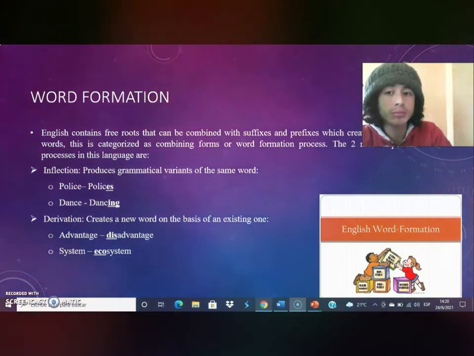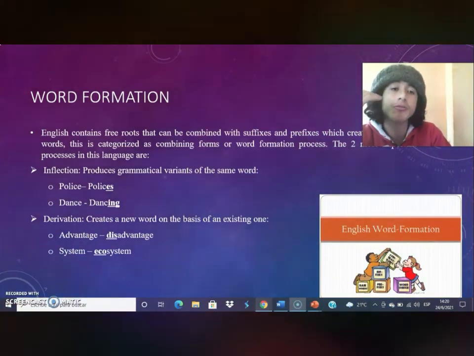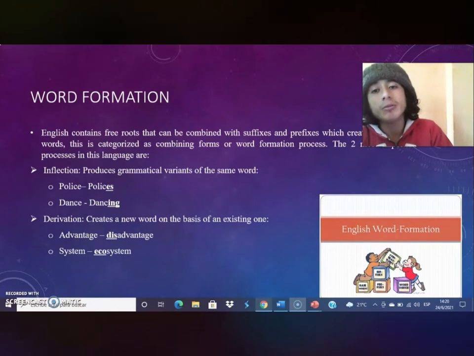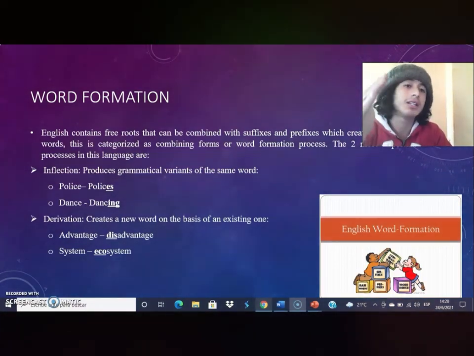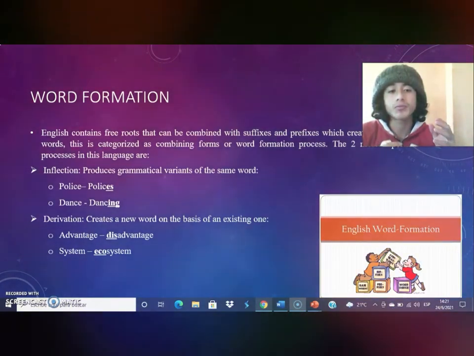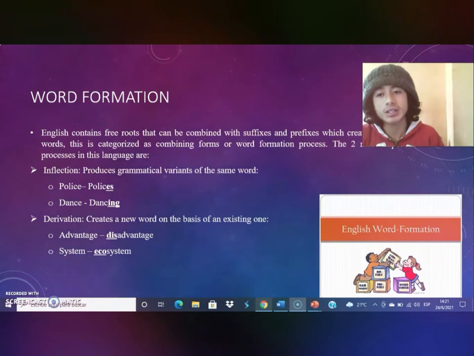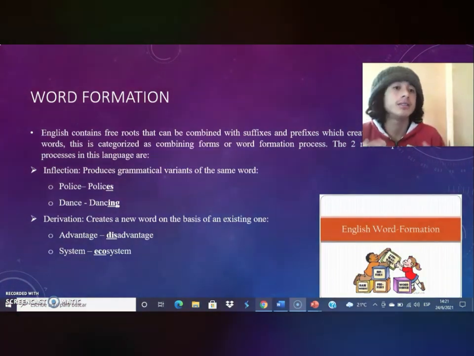The two most important processes in language are the process of inflection, which gives grammatical variants of the same word. It means that it does not change the lexical category. For example, police, policies, and dance, dances.